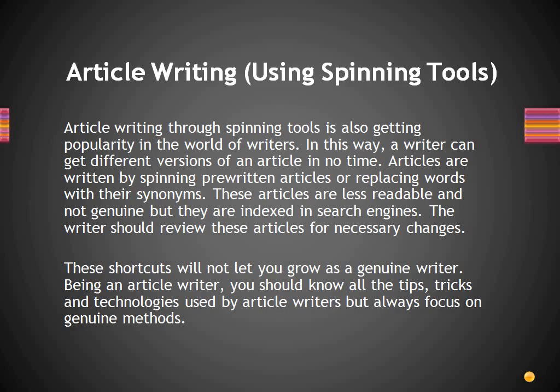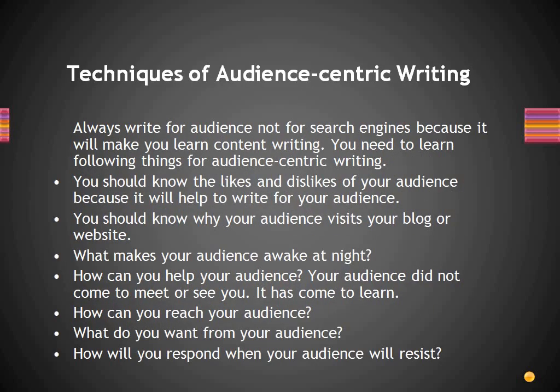Being an article writer, you should know all the tips, tricks, and technologies used by article writers, but always focus on genuine methods. Now you have heard about ChatGPT. It's another tool of artificial intelligence that can help to write articles. These articles are unique, but I would recommend to recheck and proofread them to make them 100% genuine and like a human-written article.